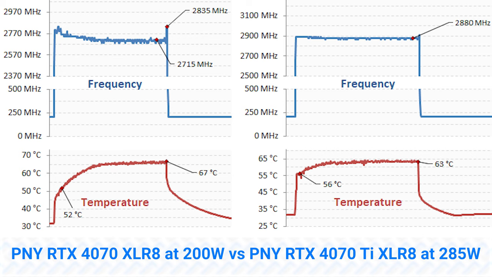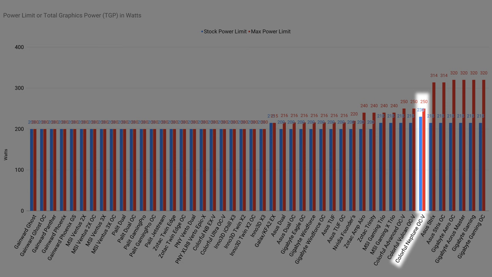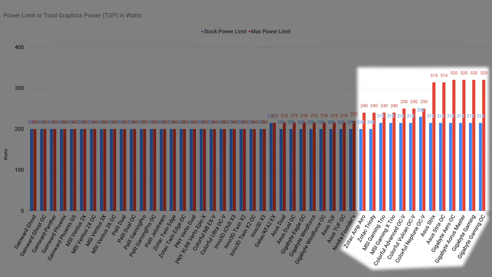To achieve similar clock speed stability as the RTX 4070 Ti, it should have had at least a 230 watt power limit. Unfortunately, only the Colorful Neptune has a 230 watt default power limit. All the other cards are either 200 or 215 watts. Fortunately, there are cards that allow the power limit to be increased to 240 watts or higher.